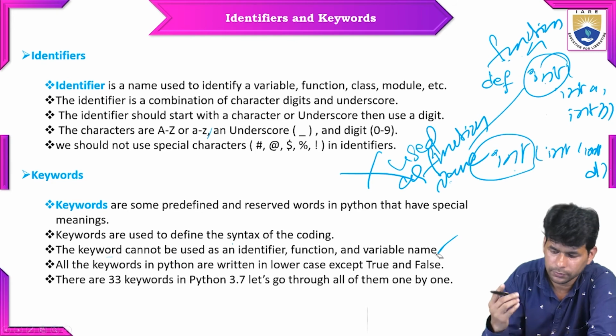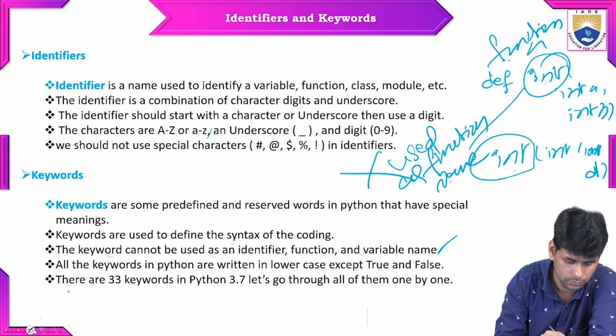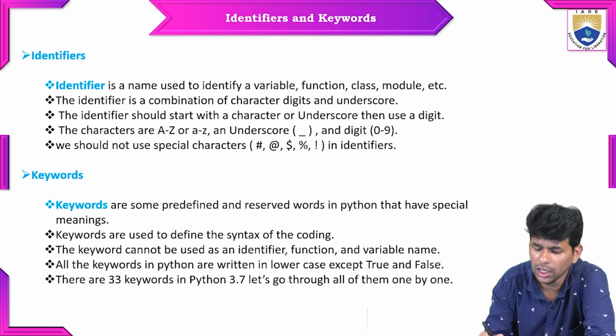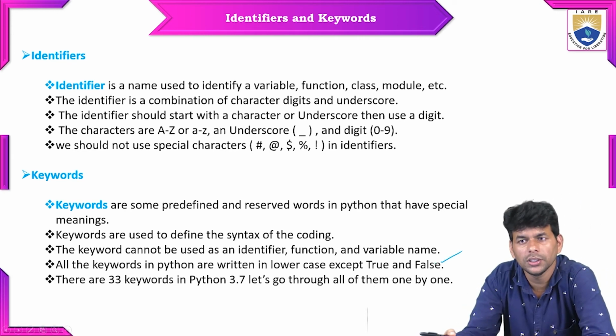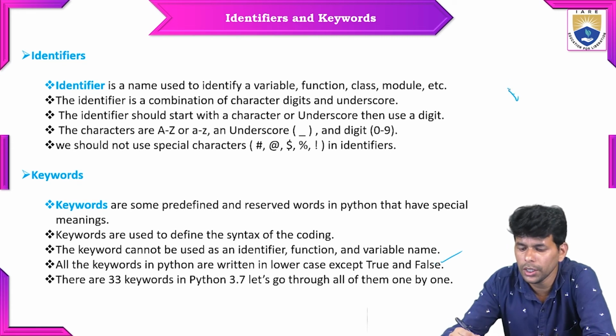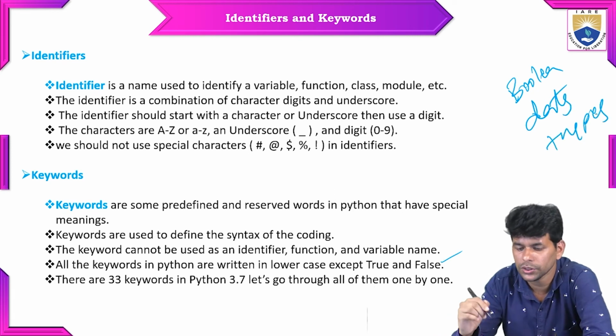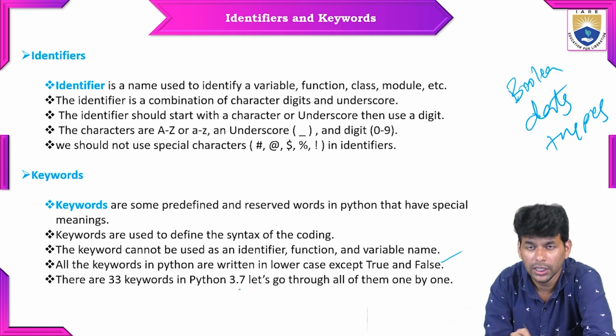The next one is here. All the keywords in Python are written in lowercase except True and False. True and False are nothing but Boolean data types, or they are called Boolean data type keywords also. So what is the meaning of this? This particular fourth statement is saying that the keywords which we use in Python cannot be written in upper case. These are written in lower case except those.